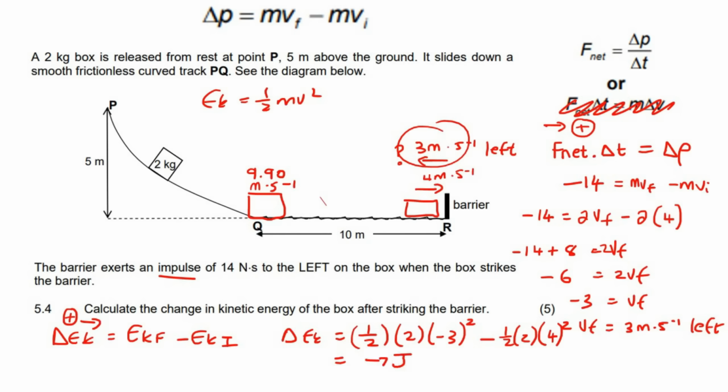Now we're not going to say 7 to the left or 7 to the right. Kinetic energy is a scalar and it's not a vector. So you don't state a direction for kinetic energy. You won't say 7 joules left or 7 joules right. You'll just leave it as negative 7. Let me write that a bit better. It looks like an arrow.